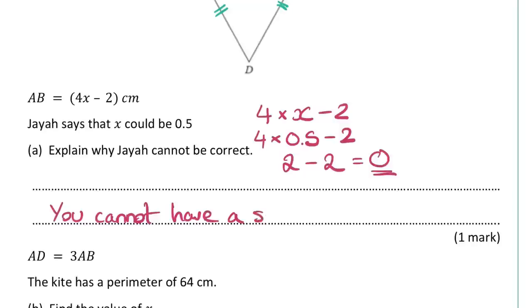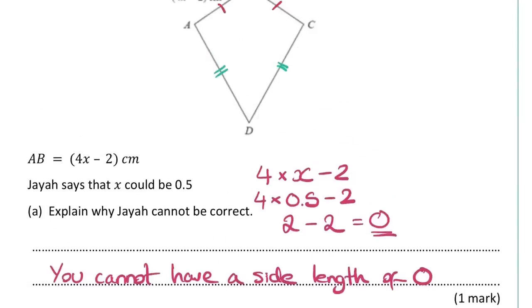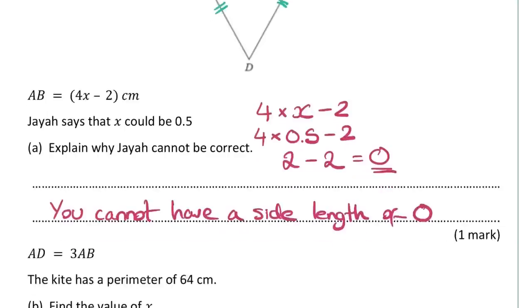Have a side length of 0. It's not possible. It doesn't exist if the side length is 0. So there we go. There's that one. Some substitution. You can always put your value of x back in. That's, of course, an incorrect value of x, but you could be asked to substitute your own value in.